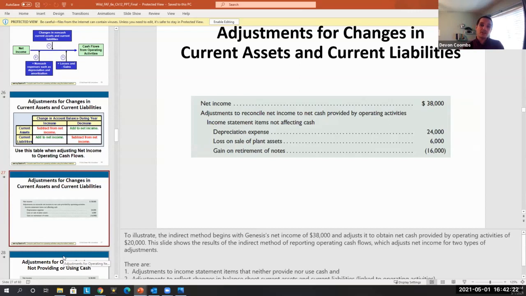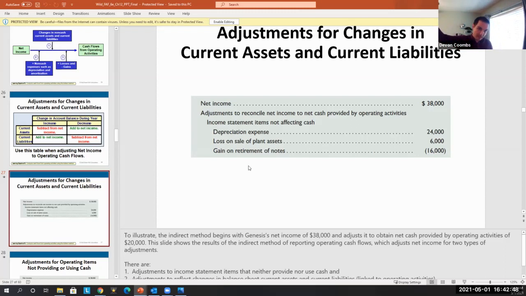So there's adjustments for changes in current assets and current liabilities. Any non-cash expense has to be reversed as well. What do I mean by non-cash expense? Things like depreciation, losses, and gains need to be reversed from the statement of cash flow. Why? Do you spend any cash on depreciation? No, right? We capitalize our asset on day one. That's when we spend the cash, right?